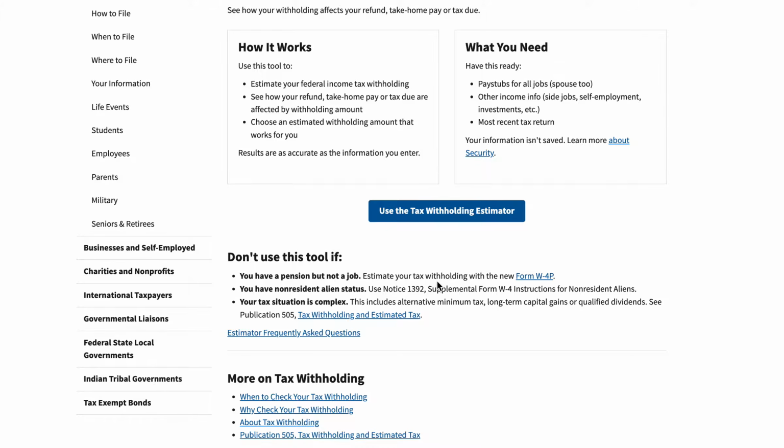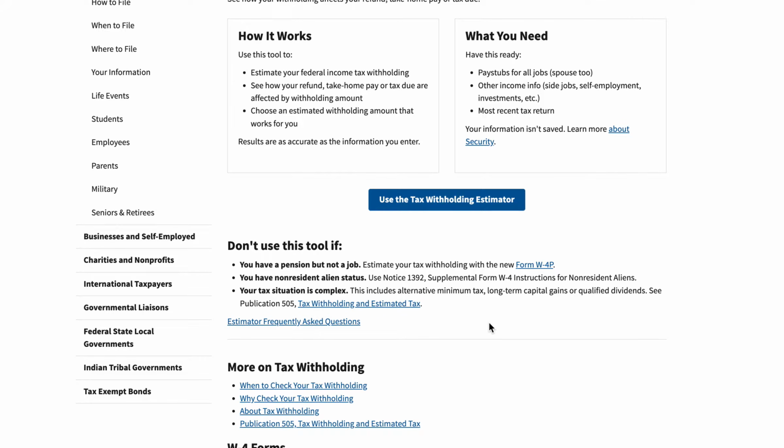Finally, a couple of notes that I would go over before using the withholding estimator. If you have a pension but not a job, then you would use the Form W-4P, the withholding certificate for pension or annuity payments. If you have a non-resident alien status, you probably need to use Notice 1392, which is supplemental Form W-4 instructions for non-resident aliens.